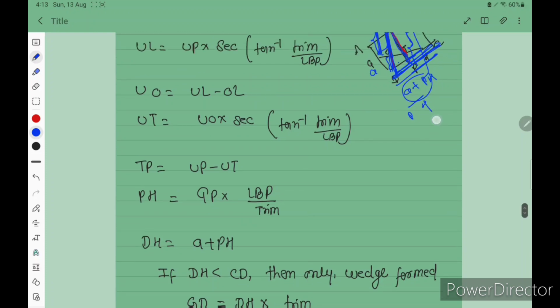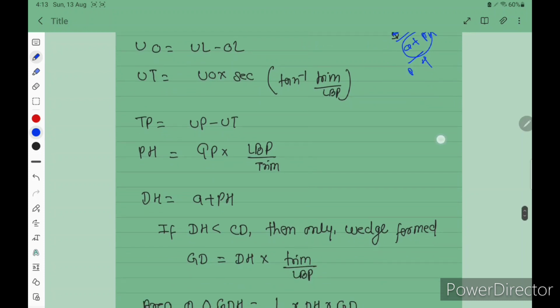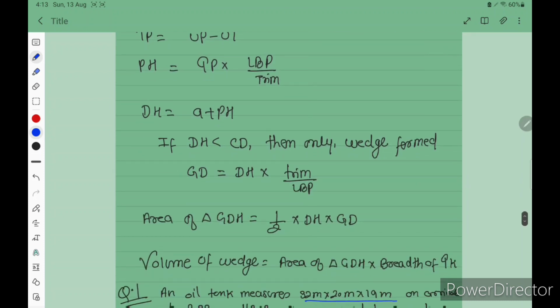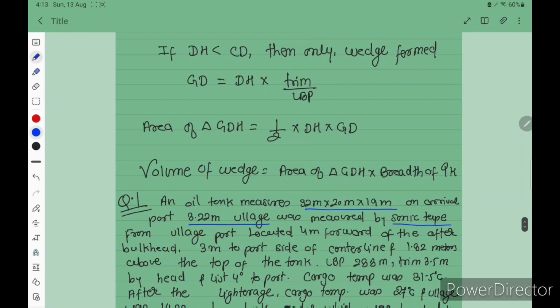Once we know the vessel has a wedge, we have to calculate the area and volume of the wedge. The area of the wedge looks like a triangle, so we calculate triangle GDH: 1/2 base into height. But before that we have to calculate the height, that is GD. So GD is equal to DH into trim by LBP. Volume of wedge is equal to area of GDH into breadth of the tank. So these are the three basic formulas to use when solving the numericals. Let's start the numericals.